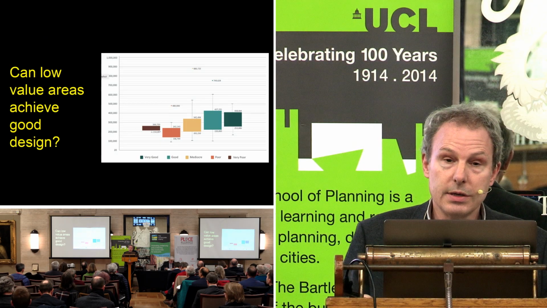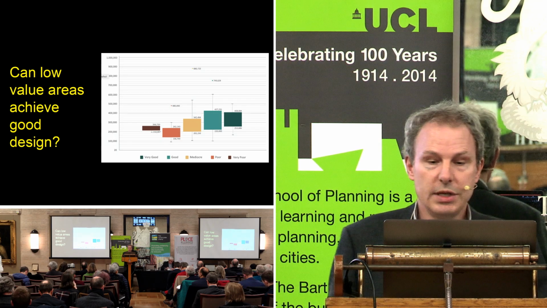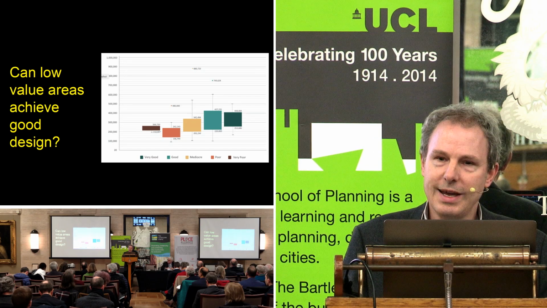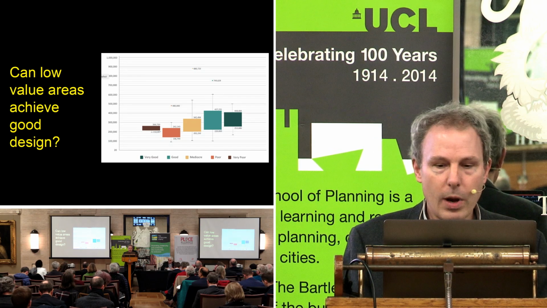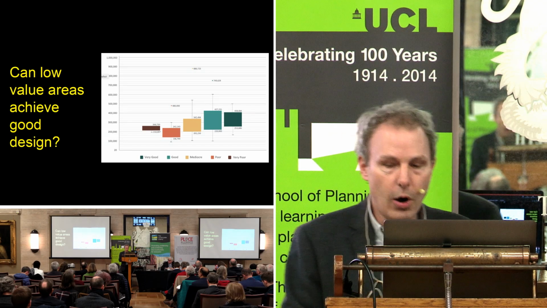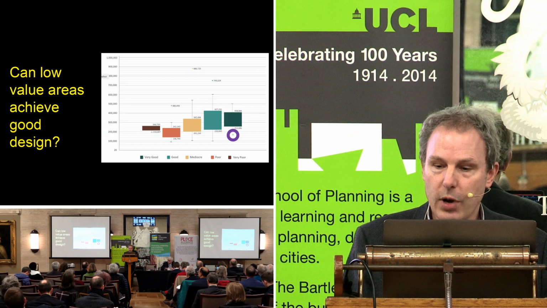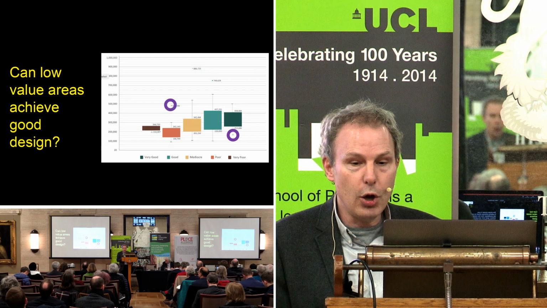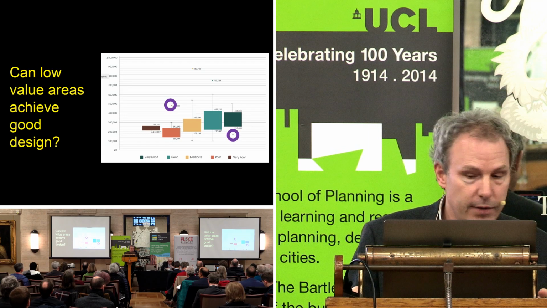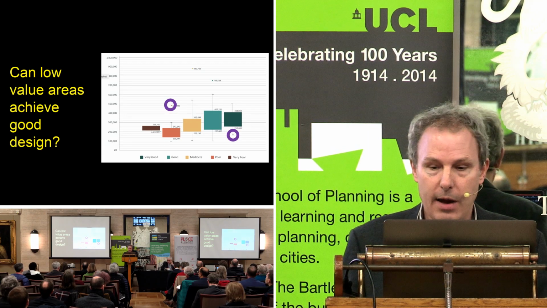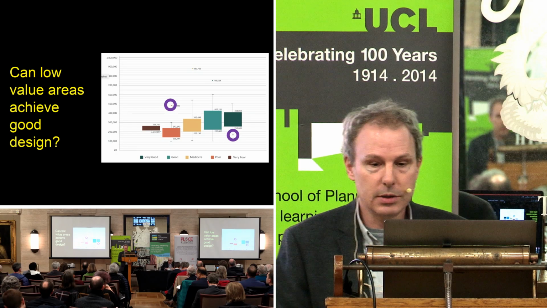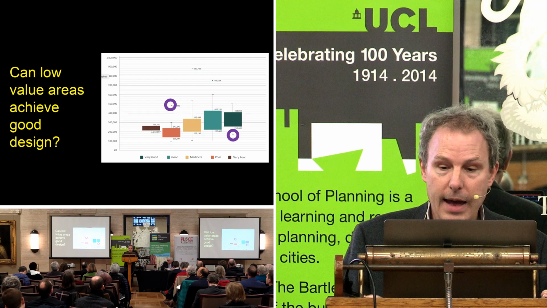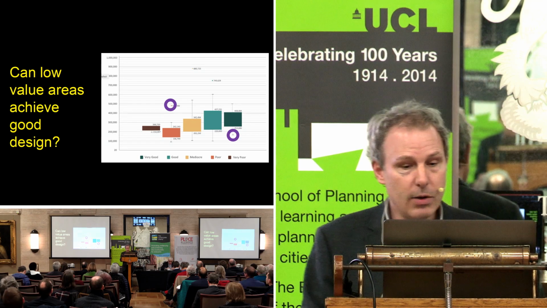Can low-value areas achieve good quality design then in these sorts of circumstances? Well, the simple answer is yes. If we look at the outlying schemes shown on the average sale price against design audit chart, then the results indicate that schemes with low market value can achieve good and very good design outcomes. There were examples that we came across. And high-value schemes sometimes deliver only mediocre and poor quality design outcomes.